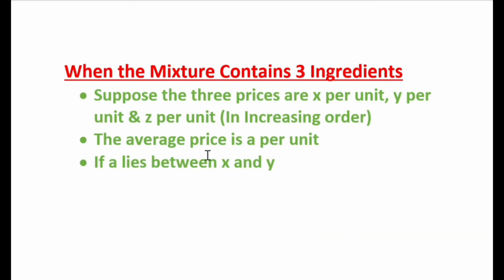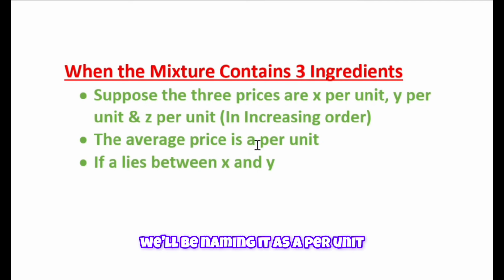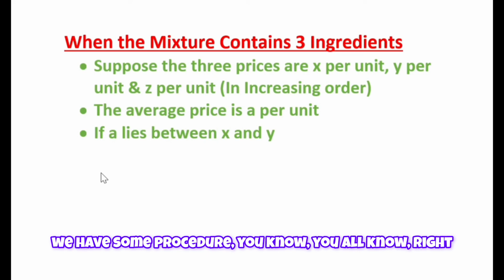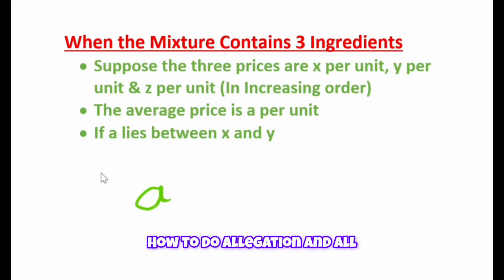So for all these three quantities there will be an average, right? So the average price will be named a per unit. If a, the average price, lies between x and y, we have some procedure, you all know how to do alligation. So this is the three ingredients. We have three ingredients in this topic today.